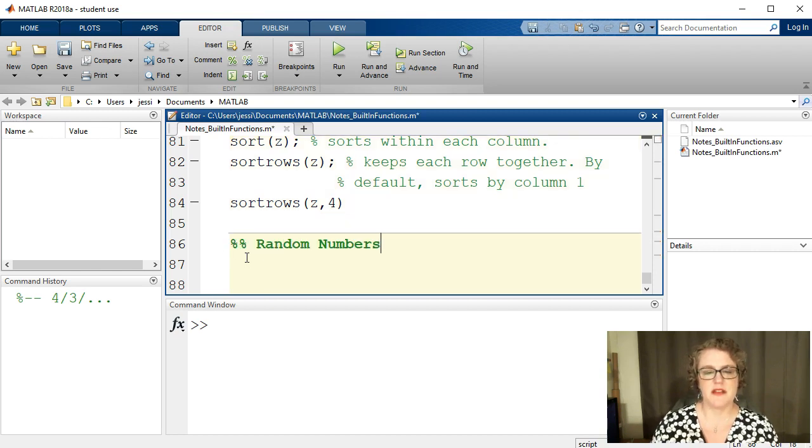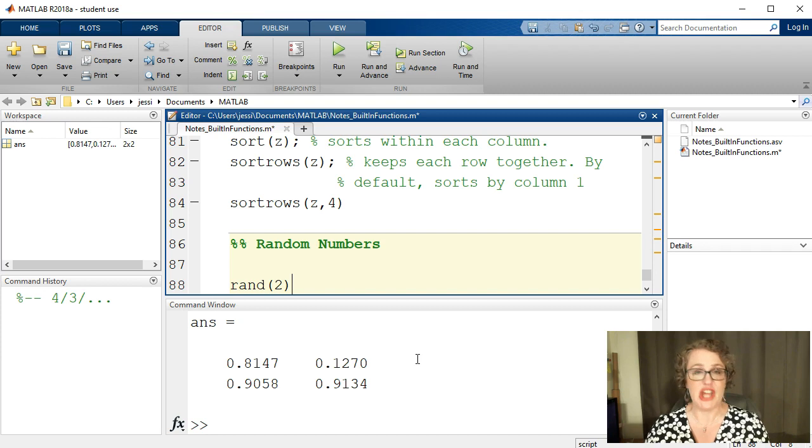Random numbers. MATLAB generates random numbers using an algorithm that is almost as good as a truly random number generator. It's going to work for all of our purposes, so we're not worried about the fact that it's not truly random. It's close enough. Here's the easiest way to do it. Use the command rand. If I run this section, if I say rand(2), I'm going to get a 2 by 2 matrix filled with random numbers between 0 and 1. So by default, if all you say is rand, you're going to get numbers between 0 and 1.